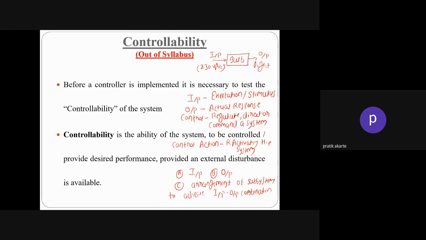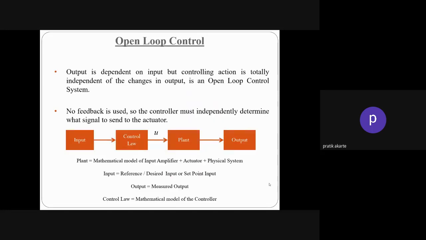That is called controllability, or in brief, the control system. Moving forward, open loop control system. In an open loop control system, it does not automatically correct the change, or output is dependent on input, but the controlling action is totally independent of the changes in output. This is a very important point to take down. That is called an open loop control system.